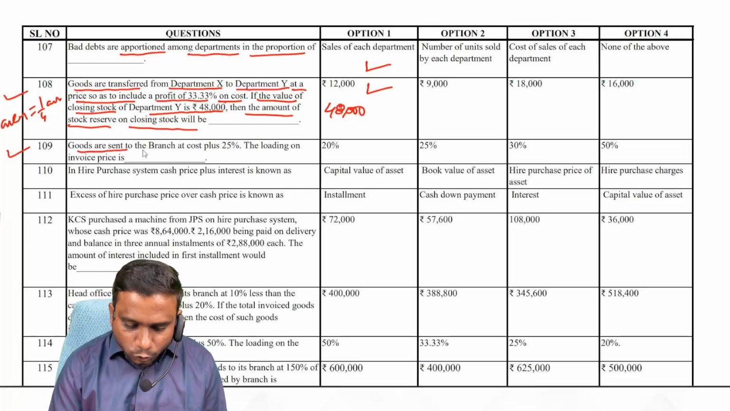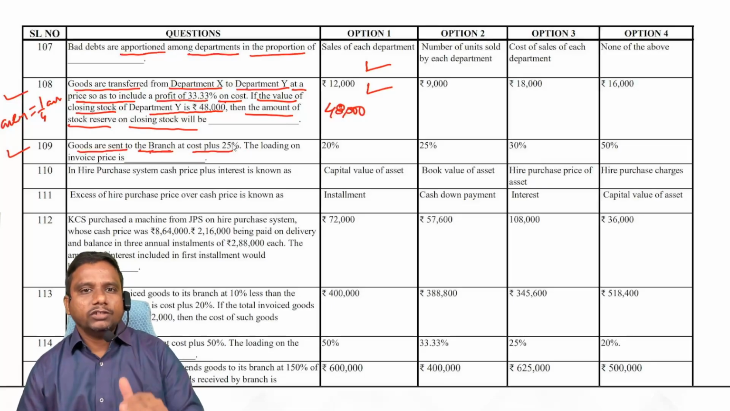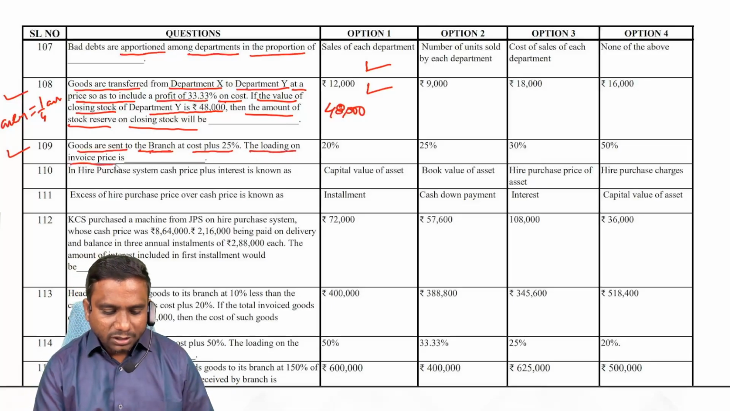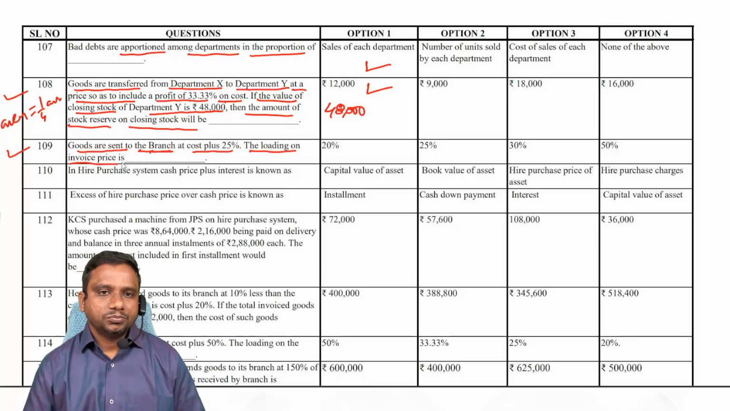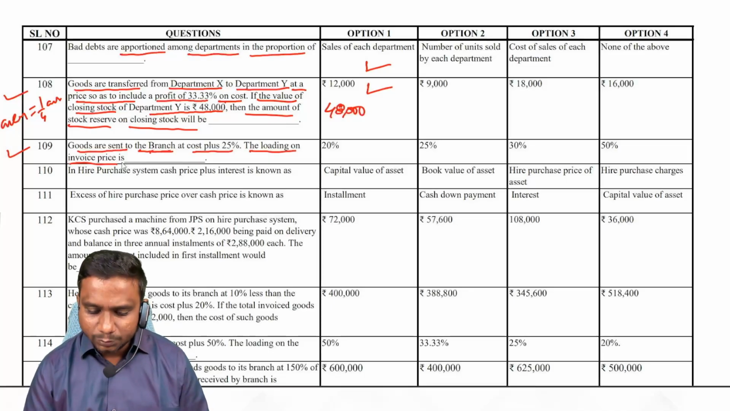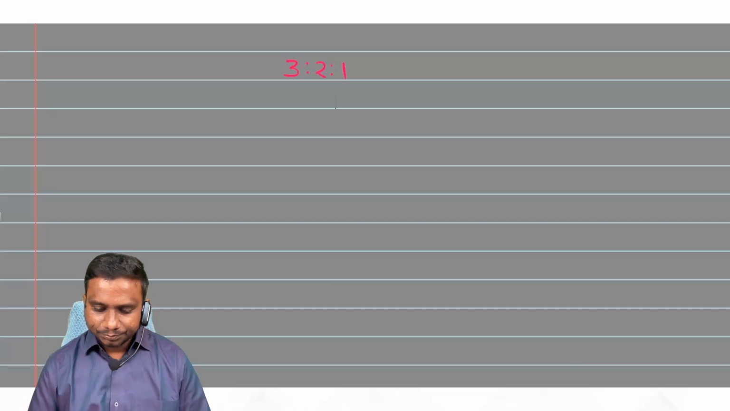Goods are sent to branch at cost plus 25%. Cost plus 25% is equal to loading on invoice price. The loading on invoice price is nothing but 20%. See, most of the students get confused, sir. How are these formulated? Simple, student. Simple. Look at it.